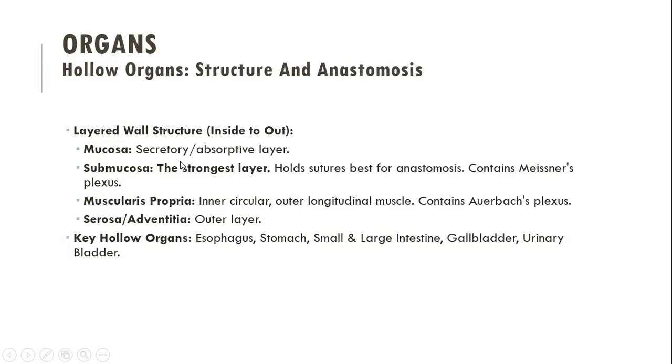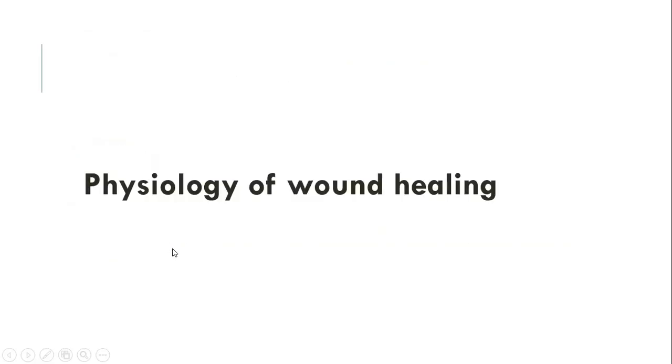In the hollow structure, you see mucosa, that is the secretory or absorptive layer. You see submucosa, that is the strongest layer, and it holds the sutures for the anastomosis, and it contains the meissner plexus. Then muscularis propria, inner circular and outer longitudinal muscle, and it contains the auerbach plexus. Then you have the serosa or adventitia, that is the outer layer. Key hollow organs are basically the esophagus, the stomach, small and large intestine, gallbladder, and urinary bladder.